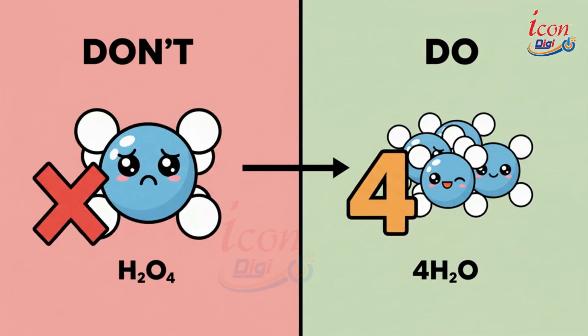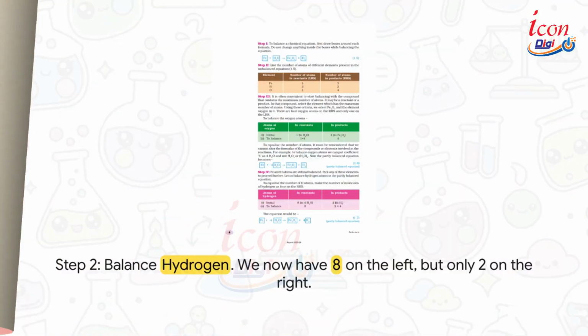Now, here's the most important rule of the game. We can't change the formulas. We can't just write H2O4 because that's not water anymore. The only thing we're allowed to change is the number of molecules. So we do that by putting a big number called a coefficient out front. By putting a 4 in front of H2O, we now have 4 water molecules. That gives us 4 oxygen atoms on the left, and just like that, our oxygen is balanced. 4 on the left, 4 on the right. Boom.